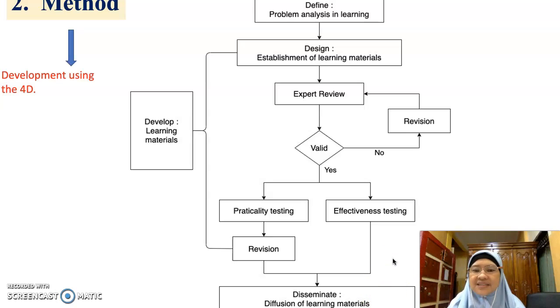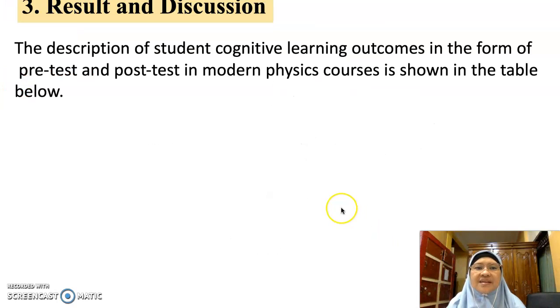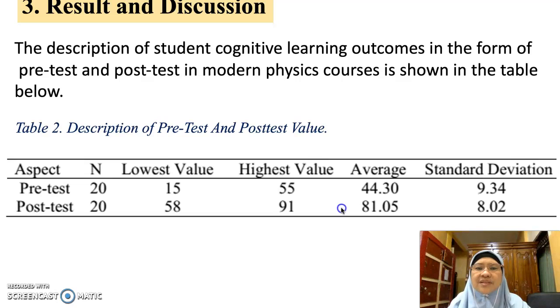Result and discussion. The description of student cognitive learning outcome in the form of the pre-test and post-test in modern physics courses is shown in the table below. Description of pre-test and post-test. The value of pre-test and post-test.